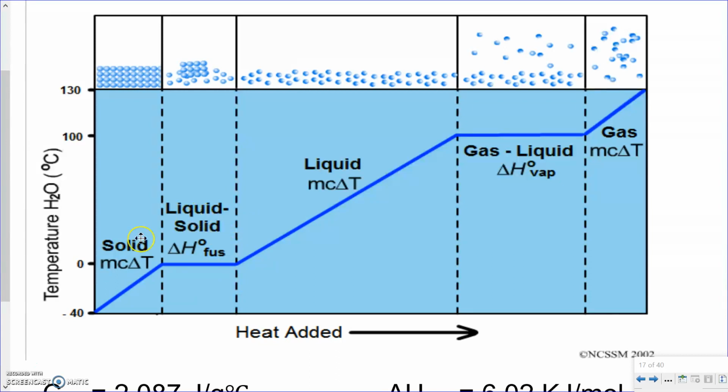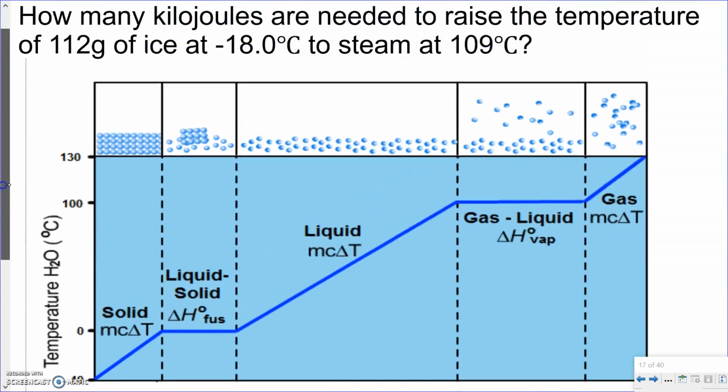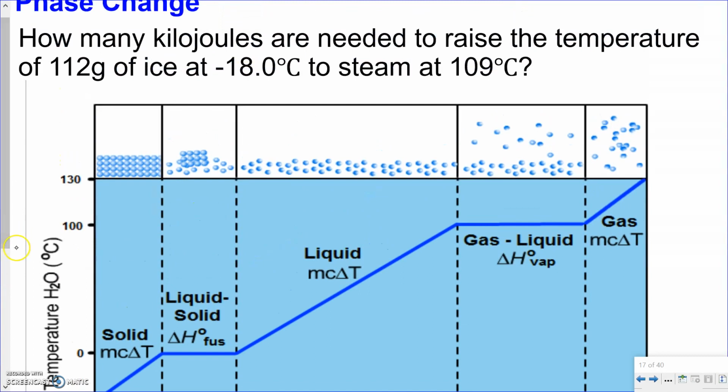Now, what all does this mean? How do we use this? What do we do with this? It's actually fairly straightforward. It's just a lot of math, but don't get too overwhelmed. So let's say this is our question. How many kilojoules are needed to raise the temperature of 112 grams of ice at negative 18 degrees Celsius to steam at 109 degrees Celsius?